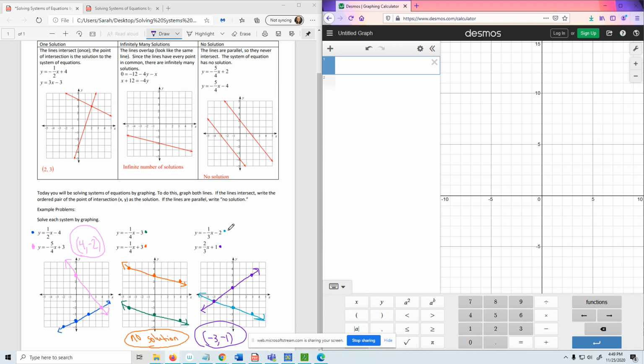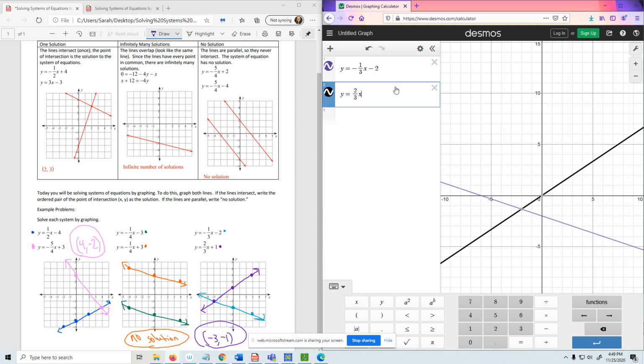I'm going to type in my equation, y equals -1 over 3. It's the divided by sign to get the over, x minus 2. Make sure the equation looks exactly like what you have written there. And then I want to graph my other line too, so don't get rid of that one. Click underneath and start typing in the next space. y equals 2 over 3 x plus 1.